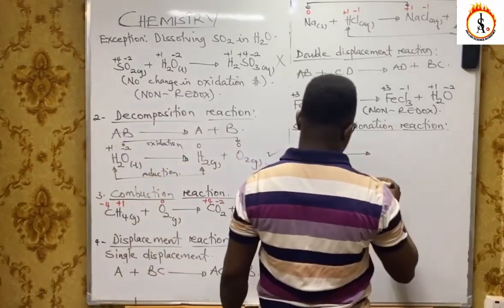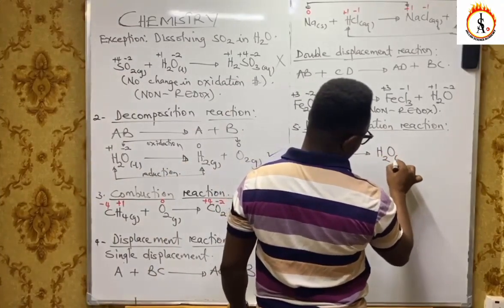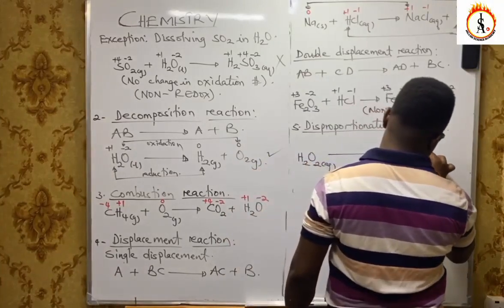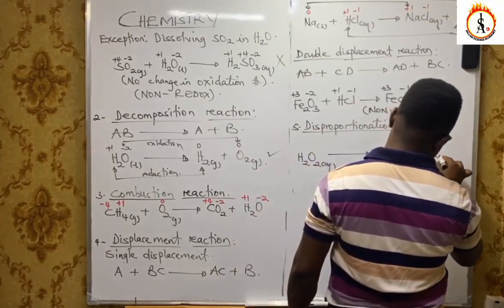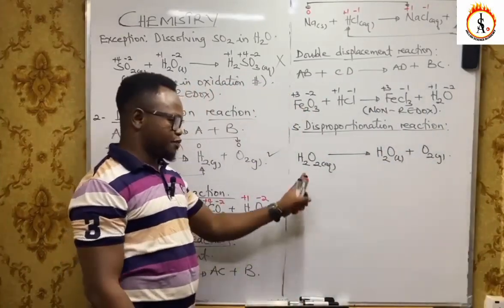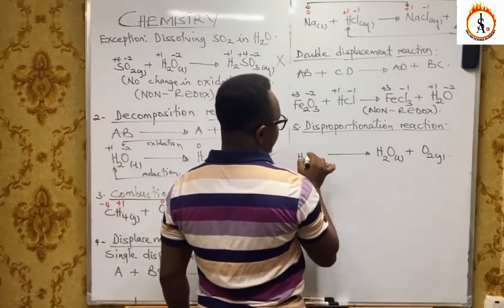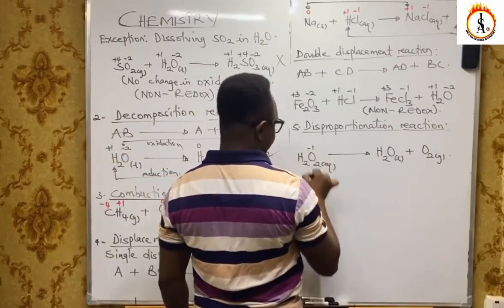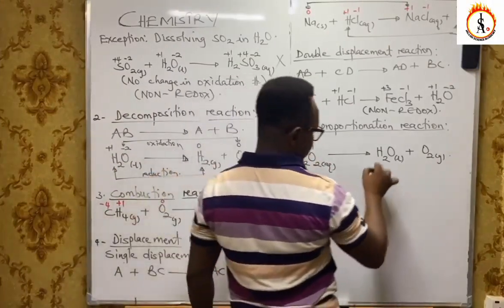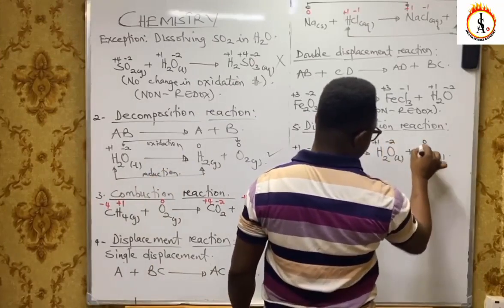aqueous. This species is going to simultaneously oxidize and reduce, because this one here can break into water and oxygen gas. So this is an example of it. So here, what happens? Oxygen has a charge of -1 and hydrogen has a charge of +1. Hydrogen here +1, oxygen here -2, and here oxygen here is 0.